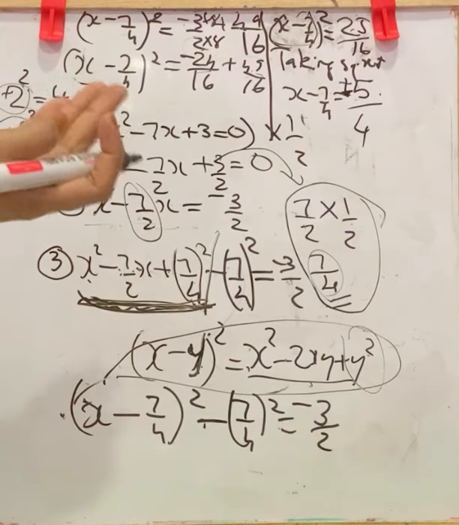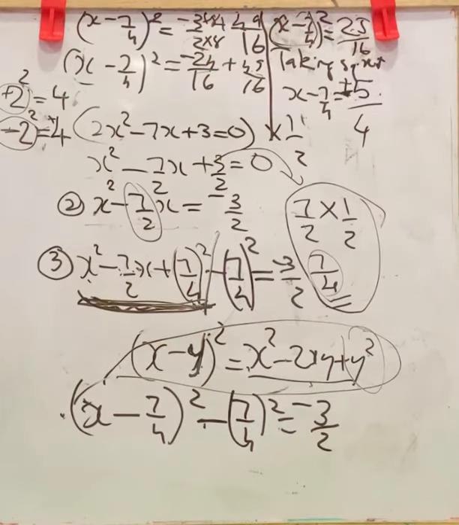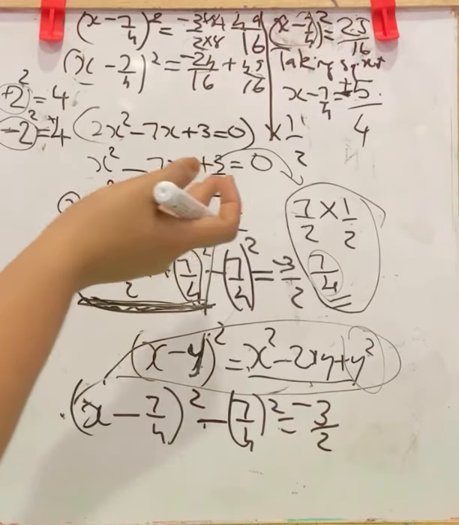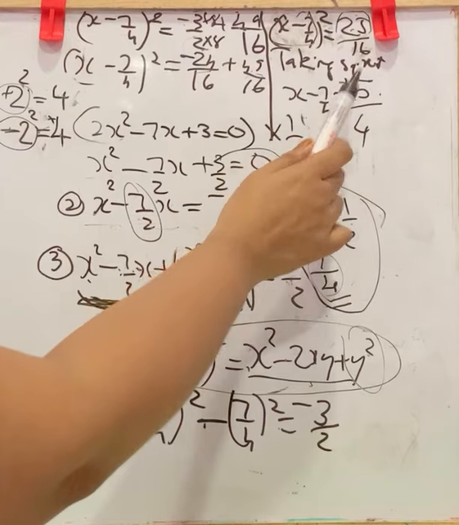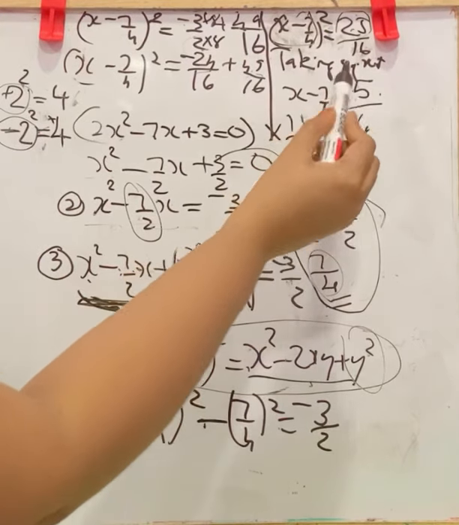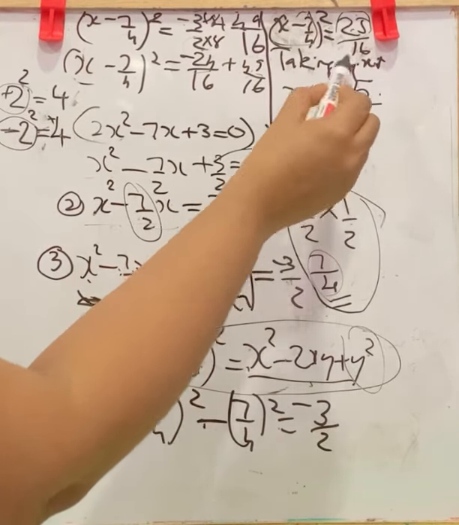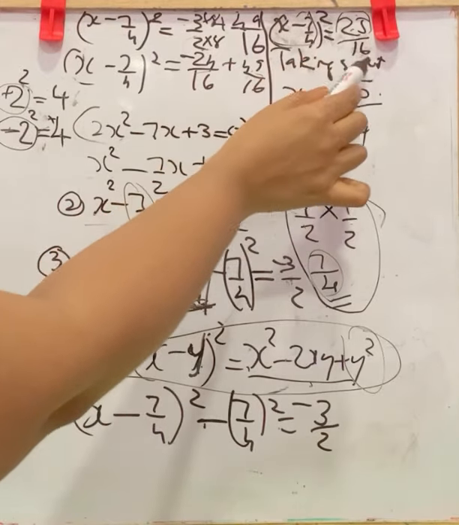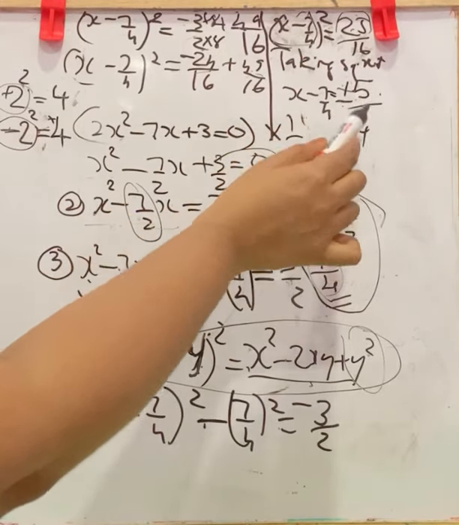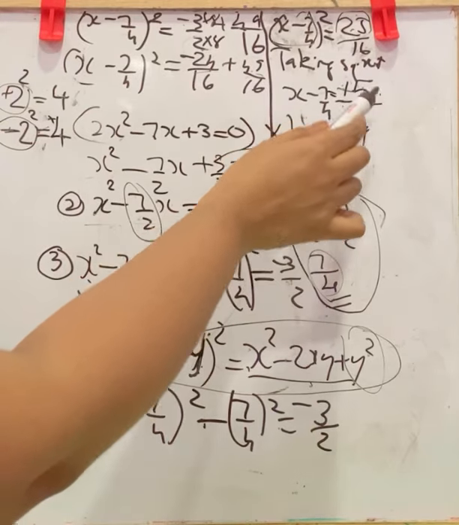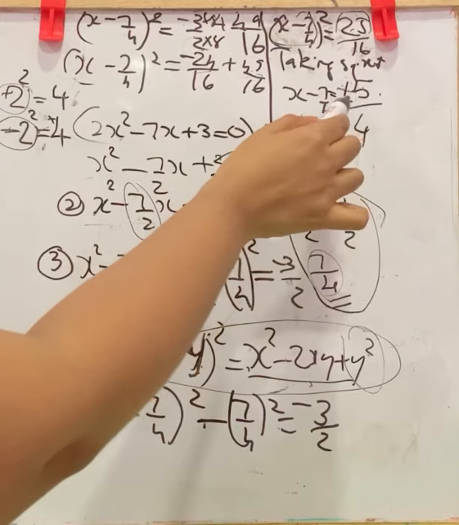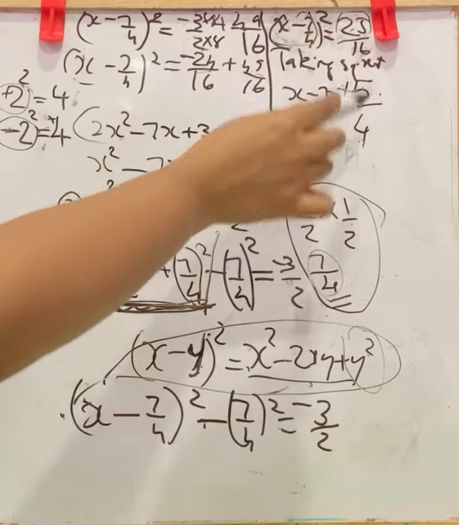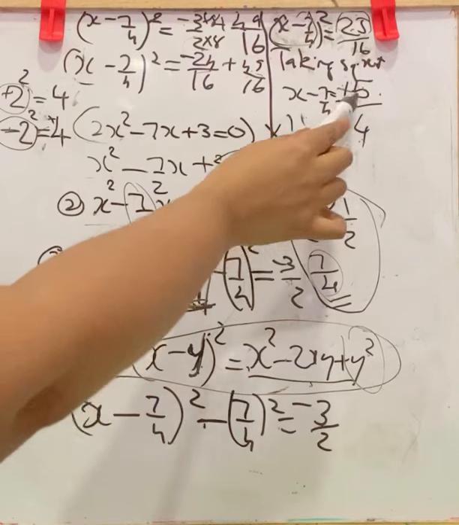Either plus 5 by 4 square is 25 by 16 or negative 5 by 4 square is also 25 by 16. So, while taking the square root, we want to write plus or minus. We will write like this. Plus or minus. Here it is the equal sign. This square root is plus or minus 5 by 4. The meaning is plus 5 by 4 into plus 5 by 4 is 25 by 16. Minus 5 by 4 into minus 5 by 4 is also 25 by 16. So we got two answers here.